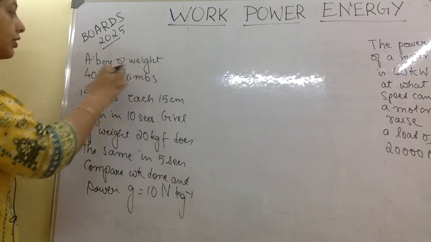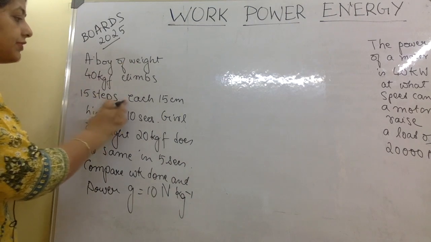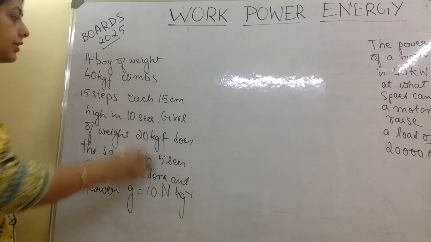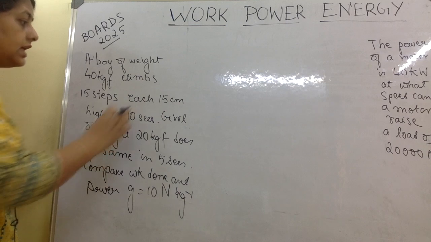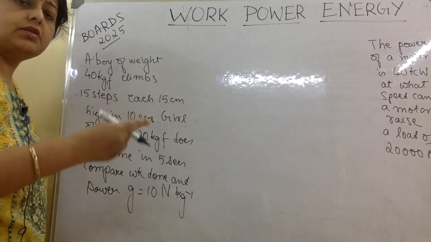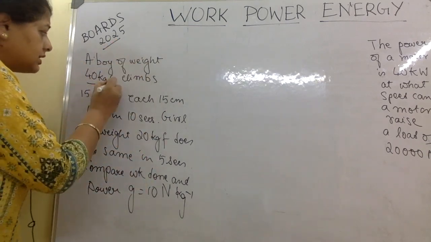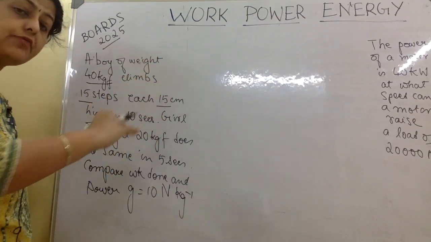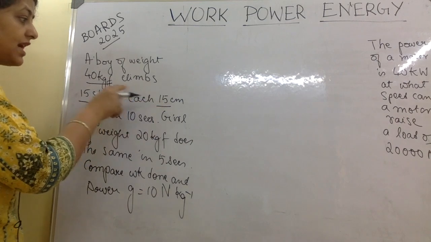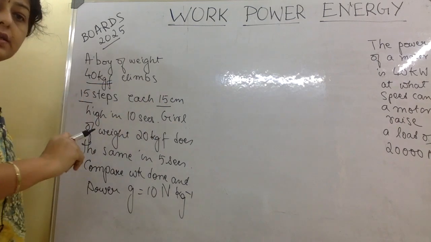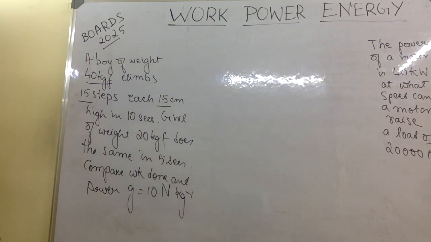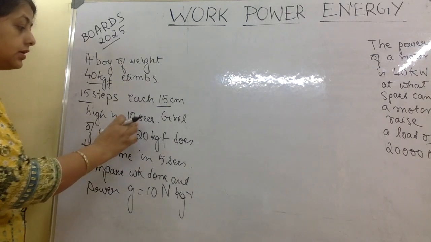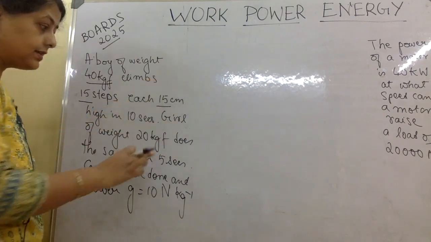Here a boy of weight 40 kg climbs 15 steps, and each step is of 15 centimeter. This is a very important one. First, this is the weight of the boy. Number of steps is 15, each of 15 centimeter. Note the mismatch: this is not SI, this is SI. And he does it in 10 seconds.